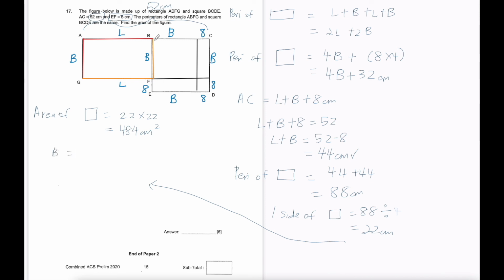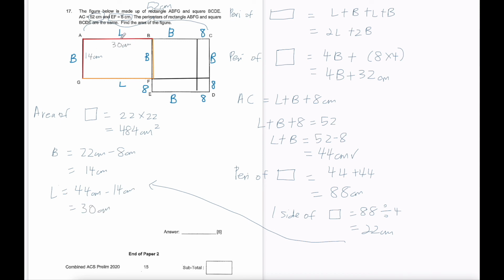For the rectangle, we need to find out the breadth first. Remember our breadth is over here, correct? Now that we know the side of the square is 22 cm, we just need to minus away 8 cm, and we get 14 cm. So my breadth is 14 cm. One breadth plus one length is 44 cm, so to find the length, we take 44 cm minus 14 cm, which equals 30 cm. There you have it.